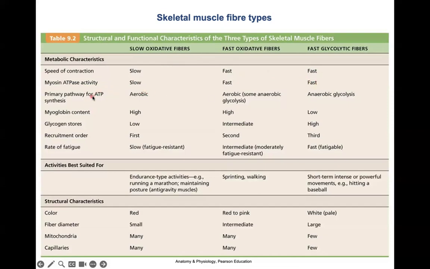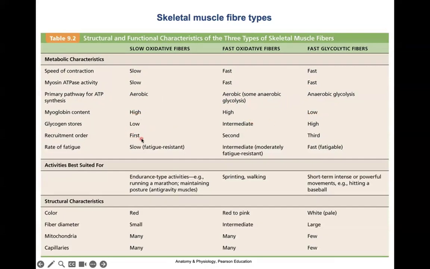So, the primary pathway for ATP production in type 1, remember, is aerobic. This is the long-distance runner. Requires oxygen. Type 2b, anaerobic glycolysis, and the mixture, remember, hybrid, type 2A, aerobic, some anaerobic glycolysis also. Myoglobin content of type 1 is high, type 2B low.